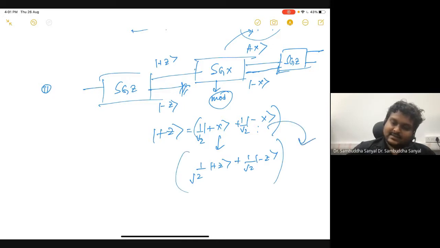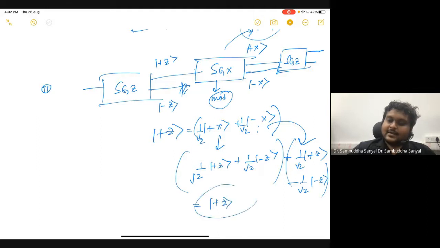And this minus X is basically 1 by root 2 plus Z minus 1 by root 2 minus Z. So then if you add these two together, you get a plus Z. But for that you need this minus sign here. You never get a minus sign in a probability addition, right? This minus sign is coming because this coefficient is e to the power i pi something. You can say I'm adding, but there is an i pi.